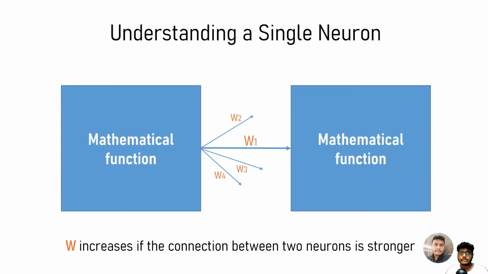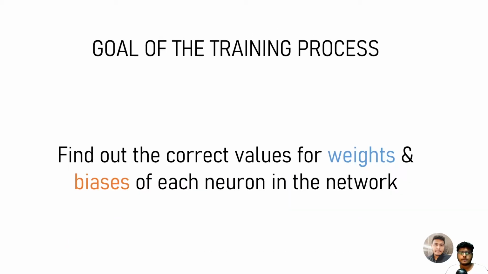We have also seen how two neurons are connected. There is always an edge between two neurons, and that edge is associated with a weight term, and here the weight is W1. When the bond between the two neurons is stronger, the weight also has a higher value. So what is the goal of the training process in neural networks? The goal is to find the correct values for weights and biases. You start off with some random values for weights and biases, and you go through the entire training process in which you tweak the values, and you finally get the best values for which the loss is minimum. That is pretty much all we know about neural networks till now.